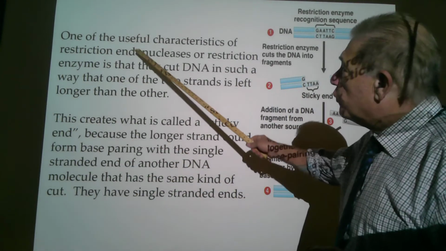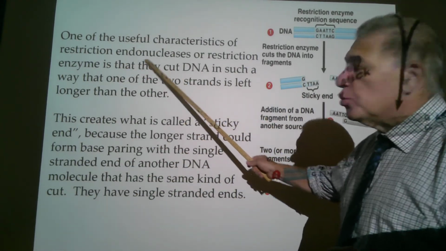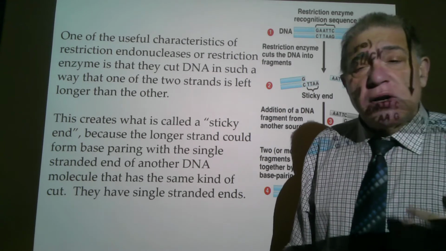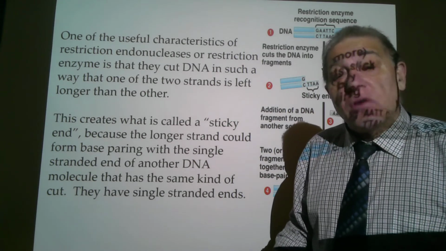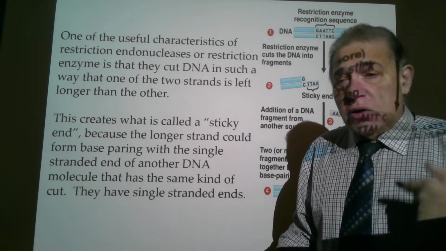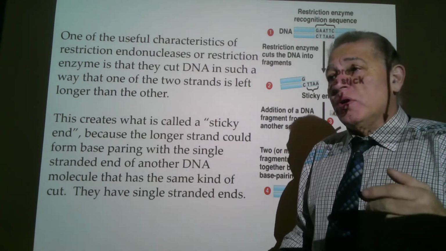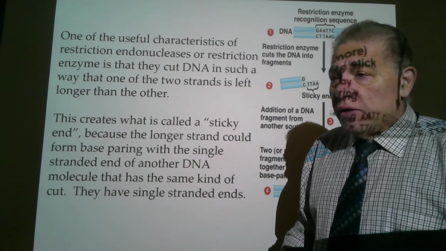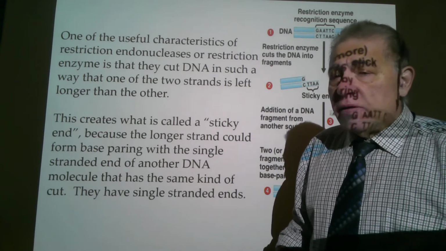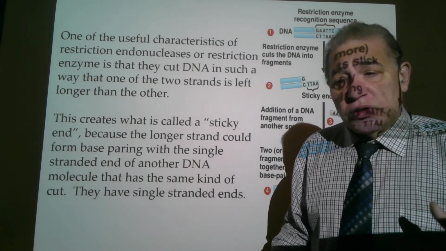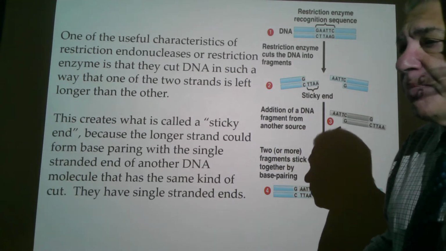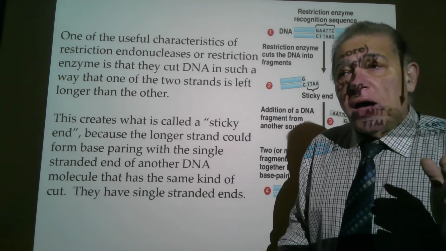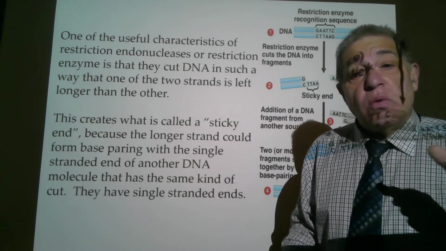So one of the useful characteristics of a restriction endonuclease, and a restriction endonuclease is the same as a restriction enzyme. It has two names, all right? So if you hear restriction enzyme or you hear restriction nuclease, endonuclease, they are the same thing. It's an enzyme, and as you know, enzymes are proteins. And a restriction enzyme basically has the capability to cut DNA at a certain sequence.